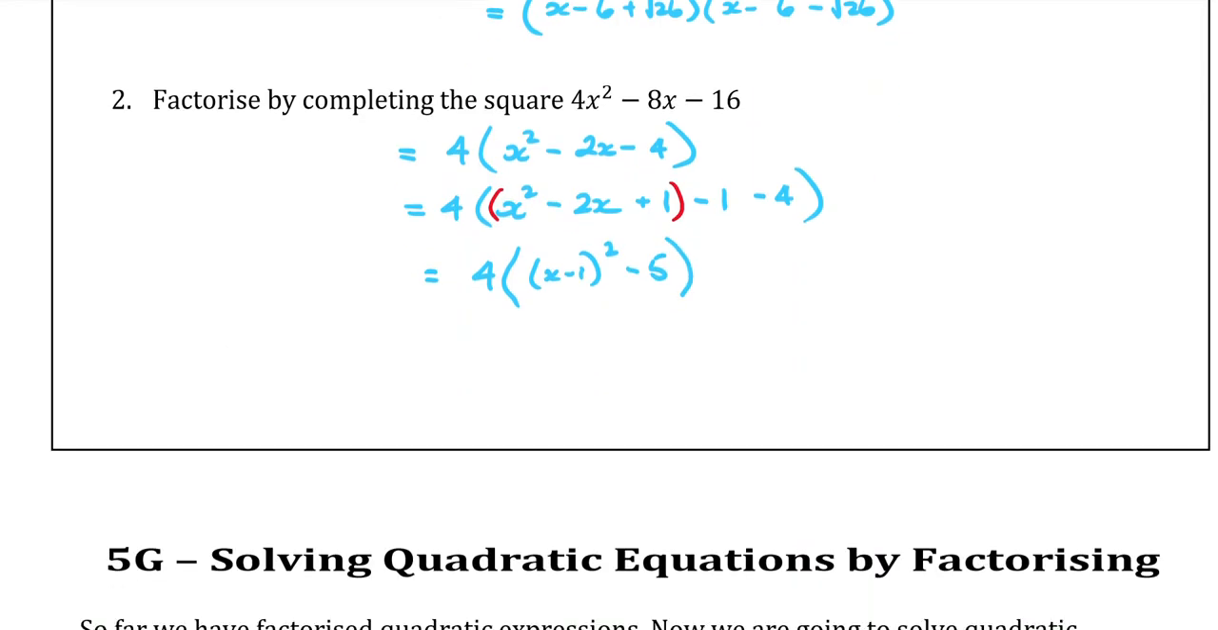Then I still have a difference of two squares within that bracket, so the 4 is still going to sit out the front, and I'm going to factorize the difference of two squares. X minus 1 will go at the start of each bracket. The square root of 5 will go at the end of each bracket, one a plus and the other a minus. So hopefully you remember doing that last lesson.